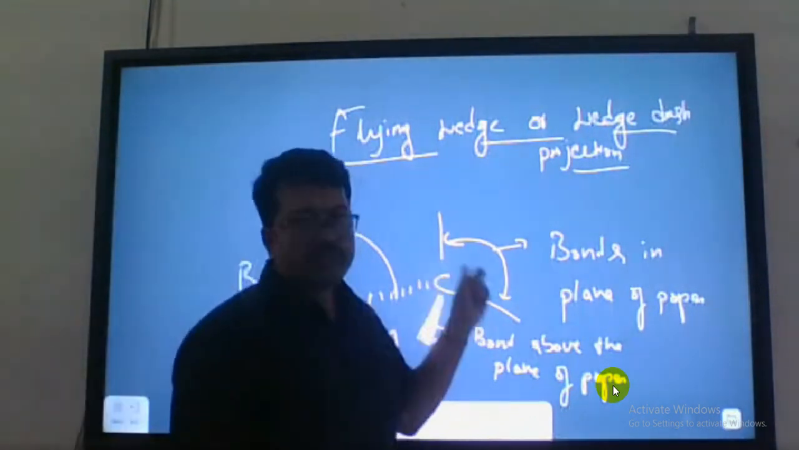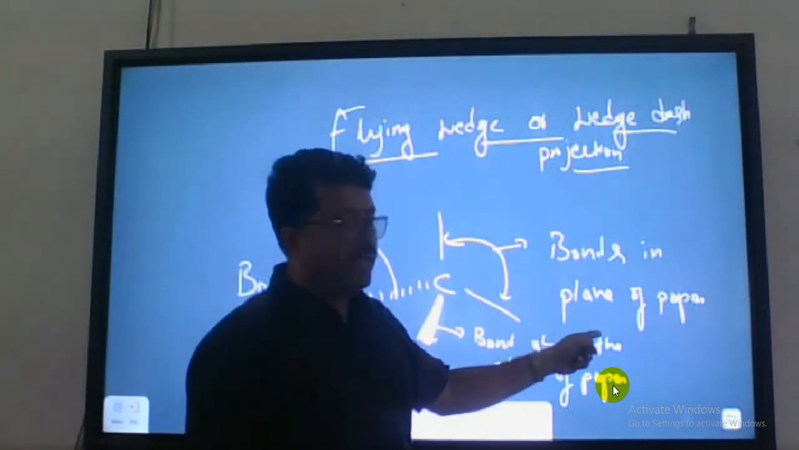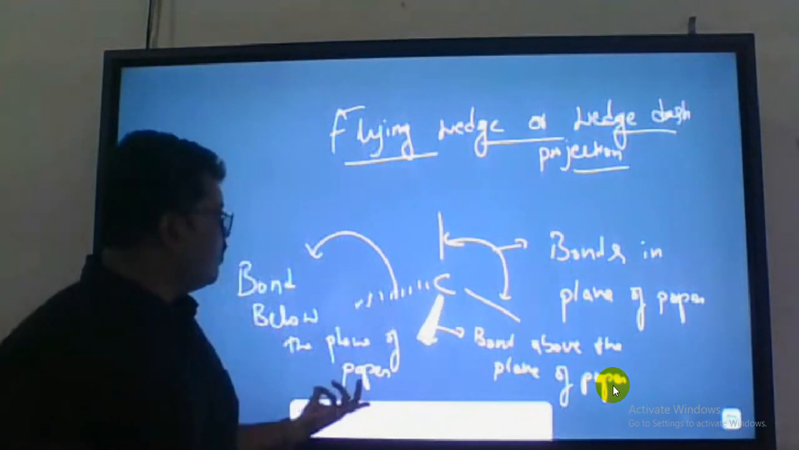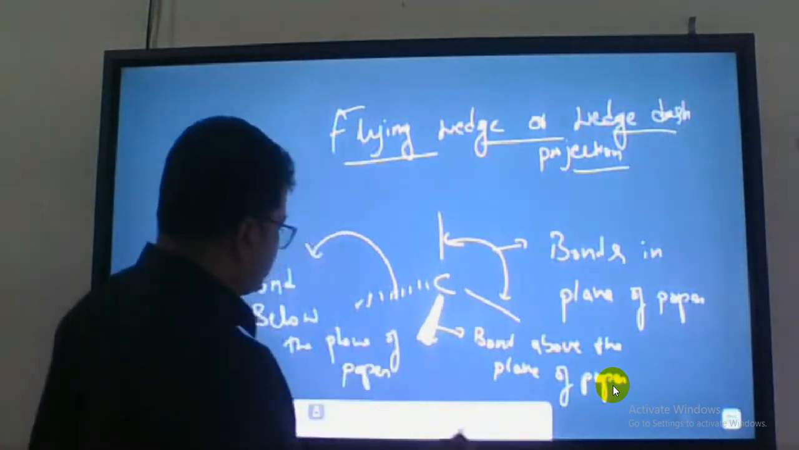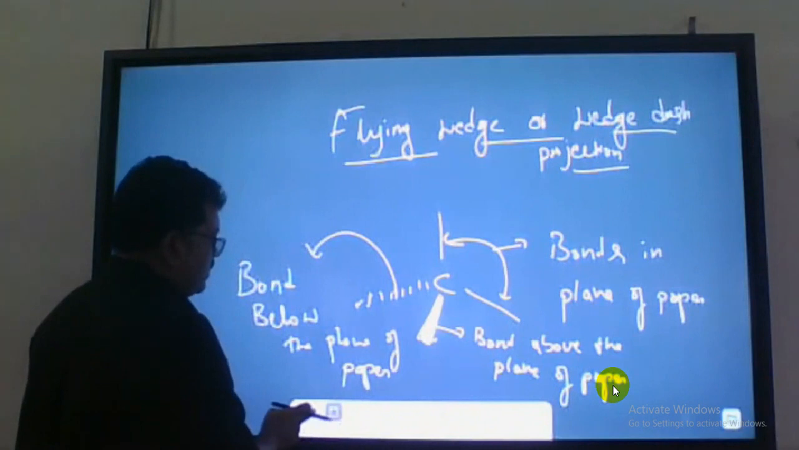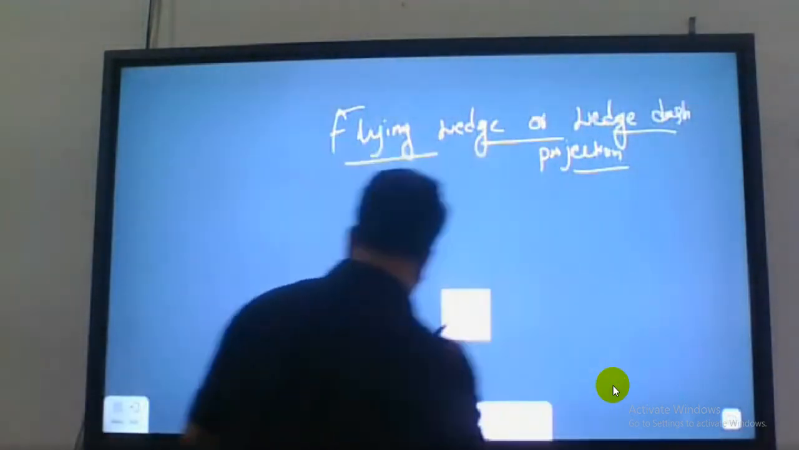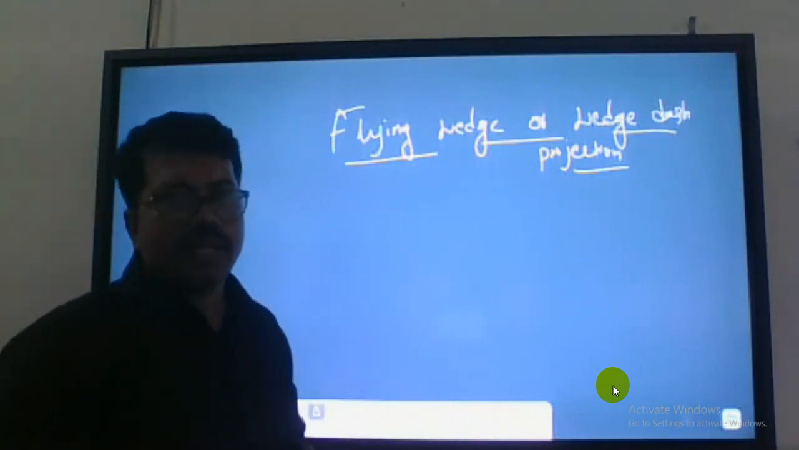So in the ordinary line, bonds in plane of paper. Thick line, bond above the plane. Thin line, bond below the plane. So for example, I will take one example for the Fischer projection formula, lactic acid.